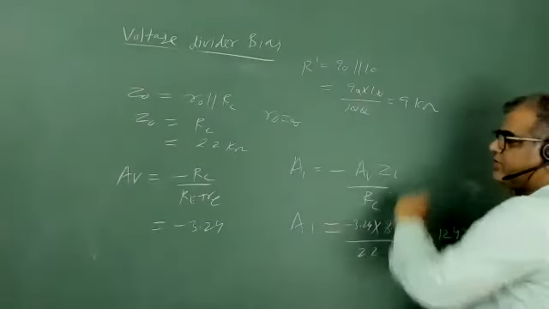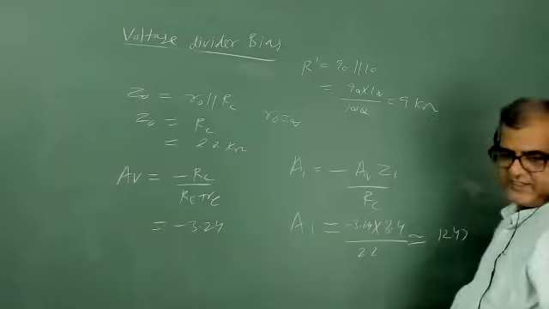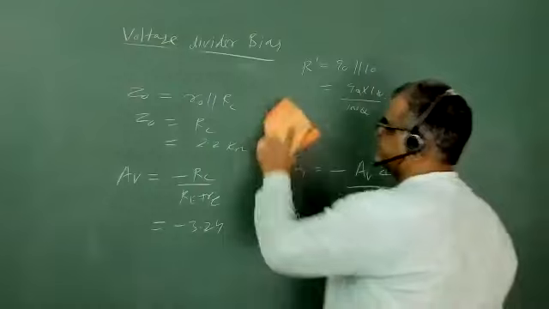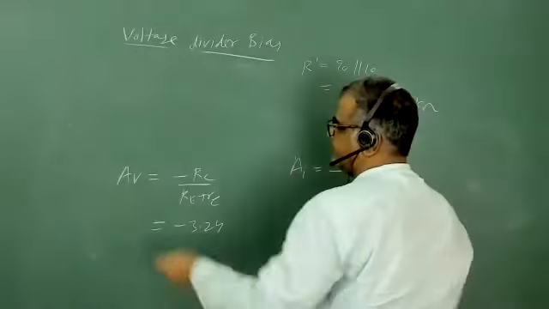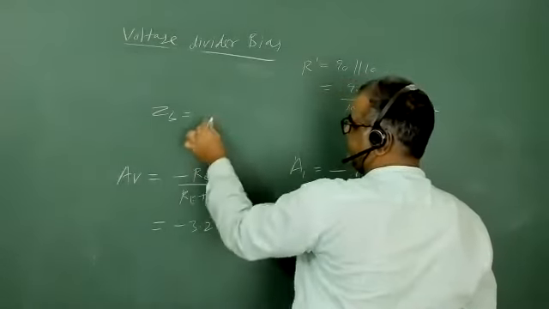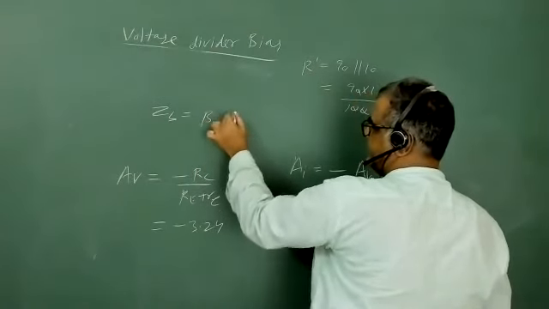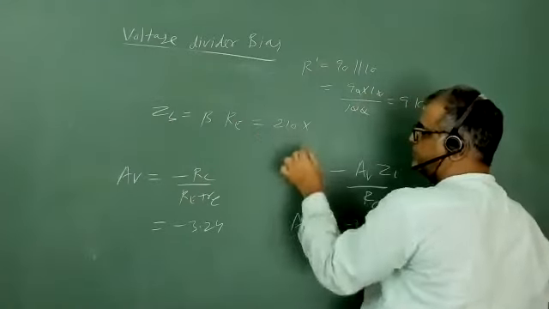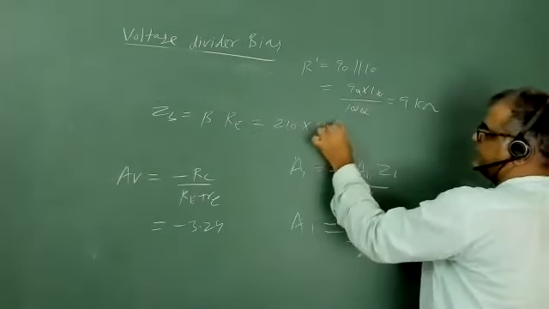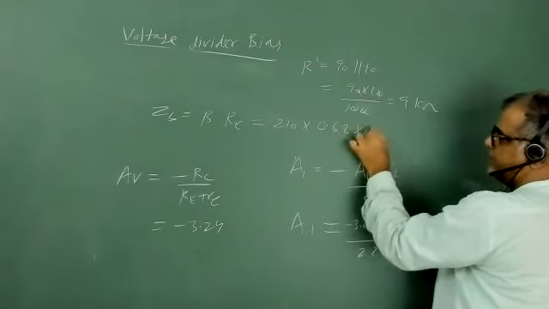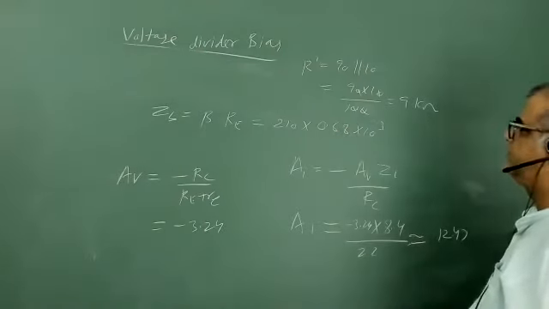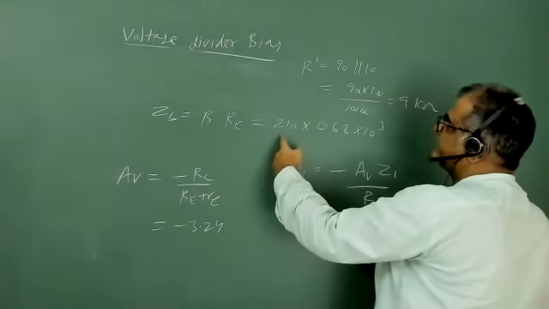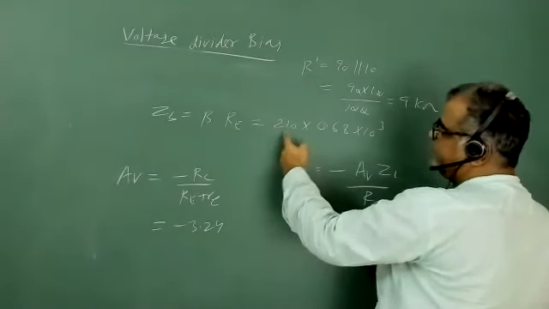What is the value of R dash? R dash is 9 kilo, right? Okay. And what is the value of ZB? ZB is your beta RE. How much is coming? This 210 into 0.68 kilo ohm. Yes, sir. That means this R dash should be greater than this one. Then only you can do approximation.